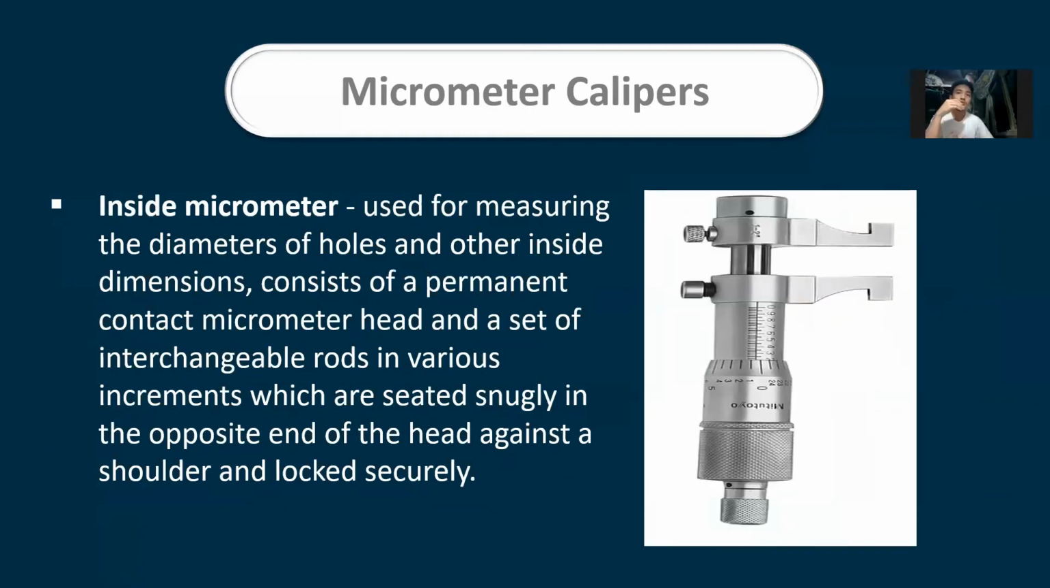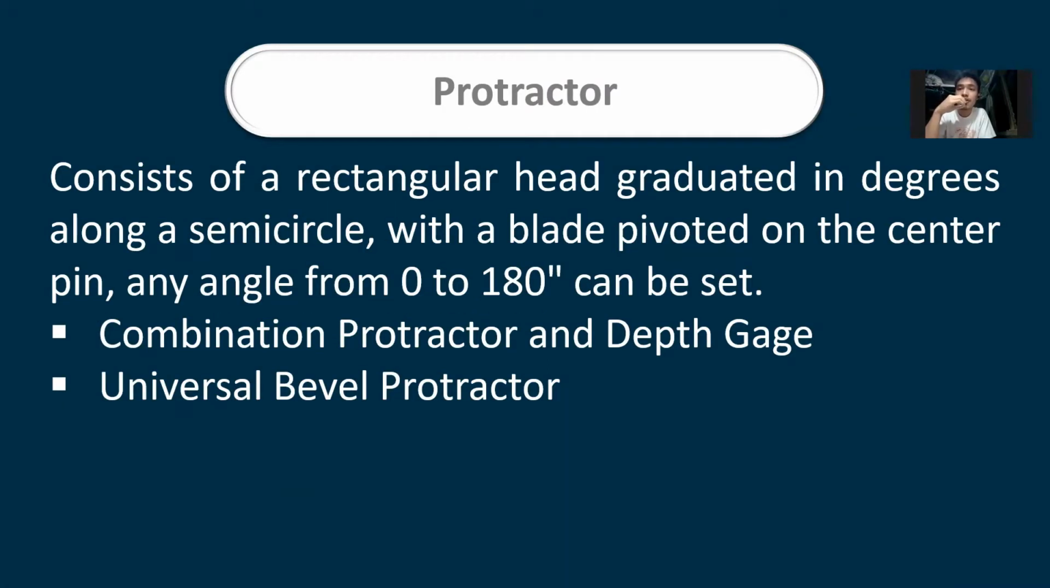So as opposed to outside micrometer, ito namang inside micrometer basically is nagme-measure ng inside diameter, yung mga holes or basta nag-require na mag-measure ng inside diameter. Protractor, which consists of a rectangular head graduated in degrees along a semicircle with the blade pivoted in center plane. Any angle from 0 to 180 degrees can be set.